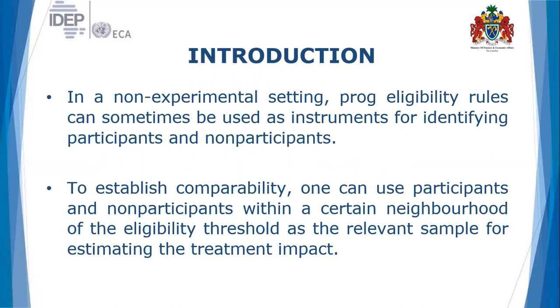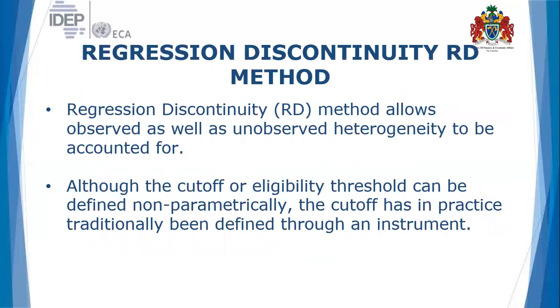Now, to establish comparability, one can use participants and non-participants within a certain neighborhood of the eligibility threshold or cutoff point as the relevant sample for estimating the treatment impact. So the regression discontinuity method allows observed as well as unobserved heterogeneity to be accounted for. So both observed and unobserved characteristics are accounted for.